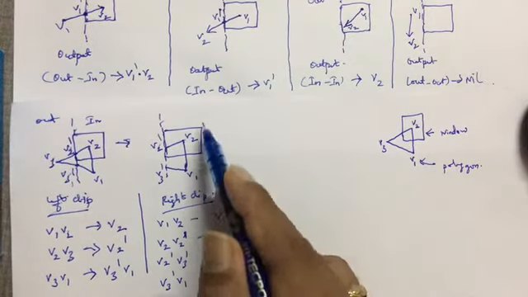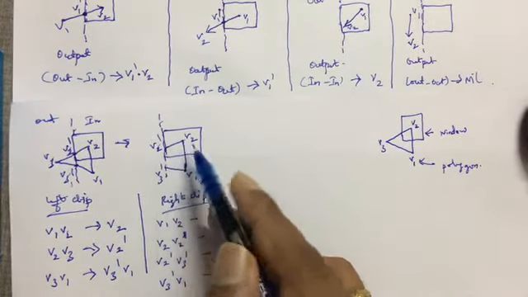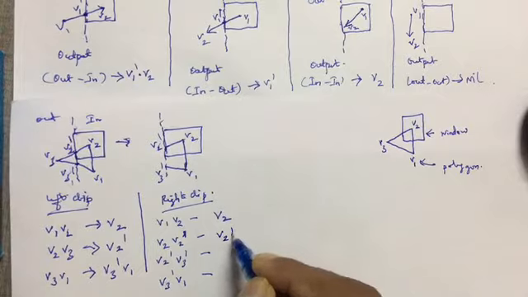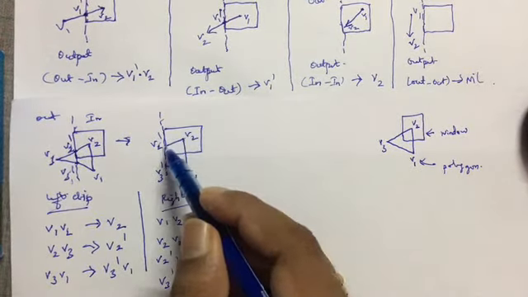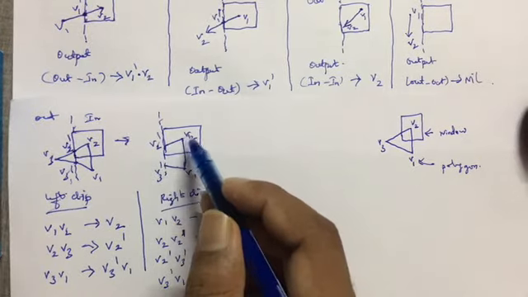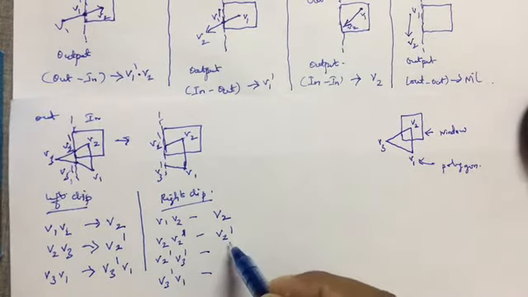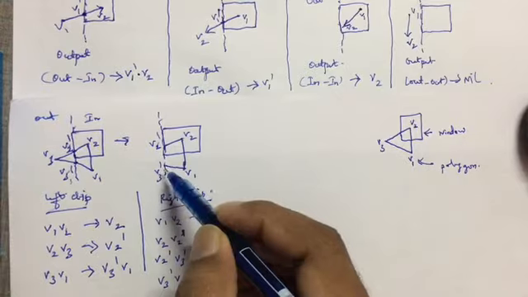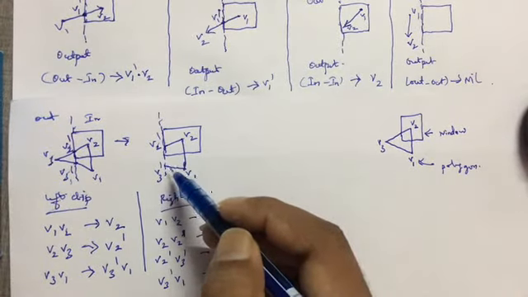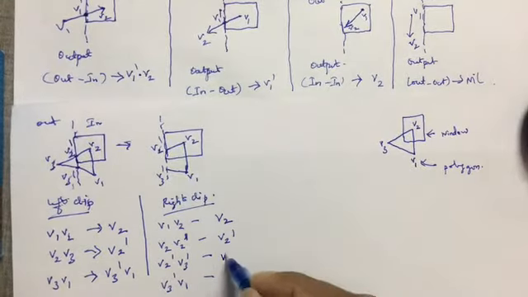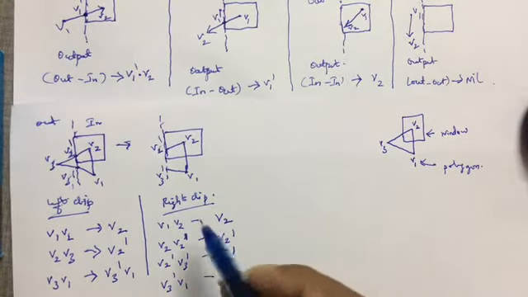This is also right clipping, so this edge is also safe. We will have the output as V2 dash. In this edge, this will be the originating point, this will be the end point, so the output will be V2 dash. Next, originating point V2 dash to end point V3 dash, and so the output will be V3 dash.